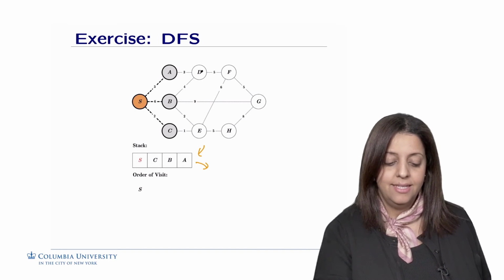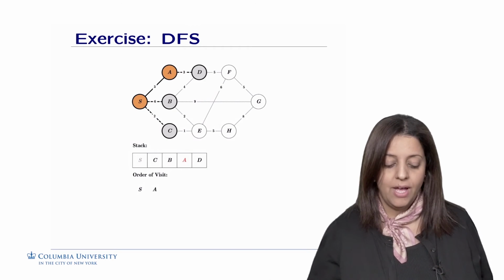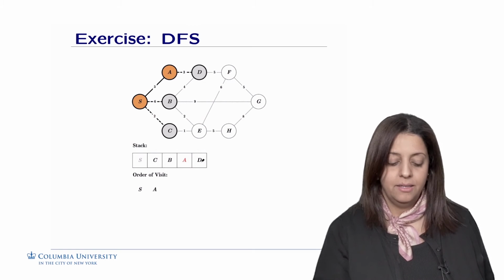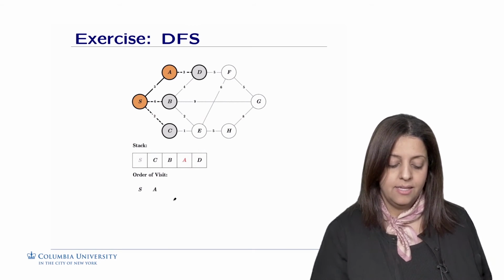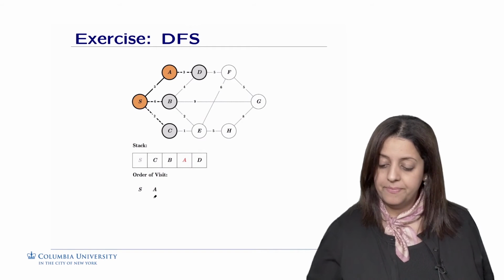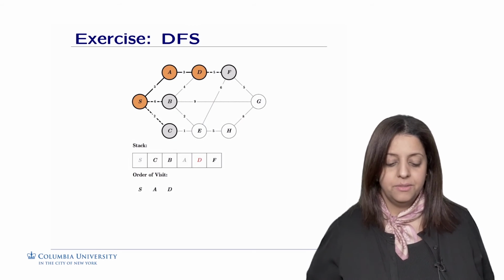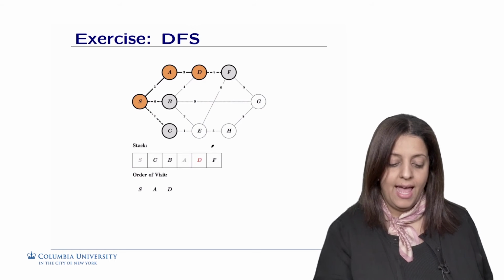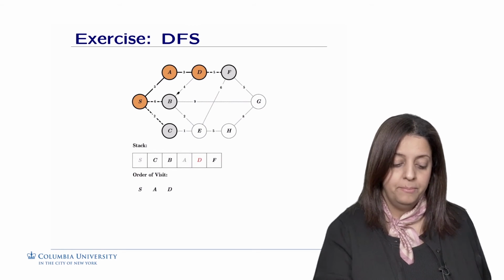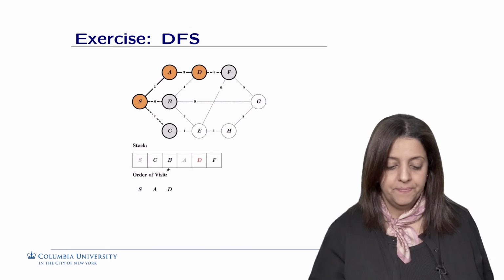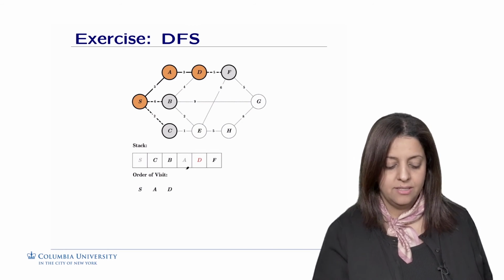All right, so the next element to pop now is A. A has D as a child, so we're going to push D in the stack. A is considered as visited. The next element to pop is D. D has F as a child. B has already been added earlier. Remember, we checked that it wasn't already visited or explored.